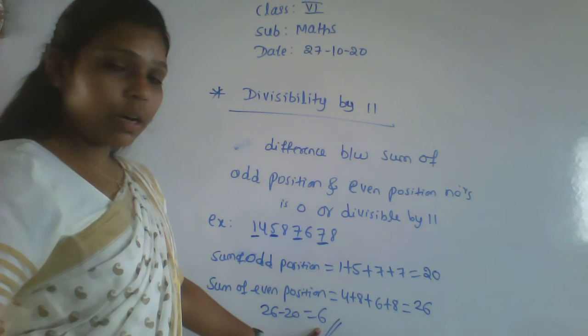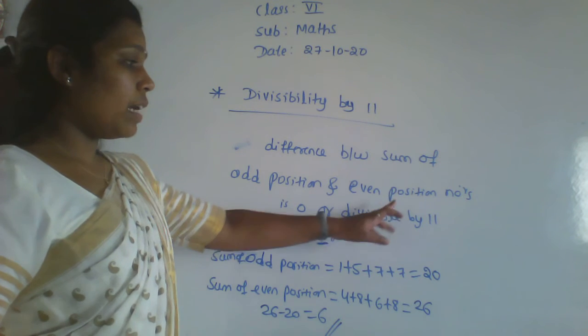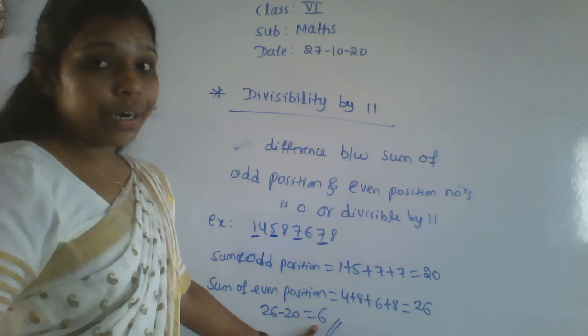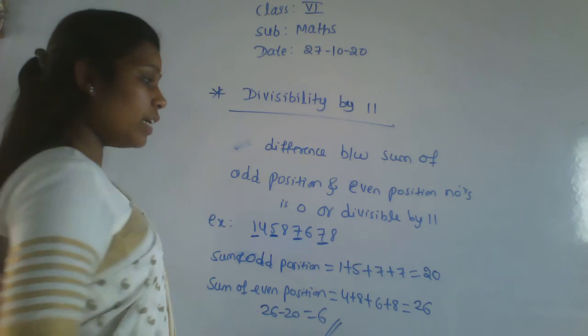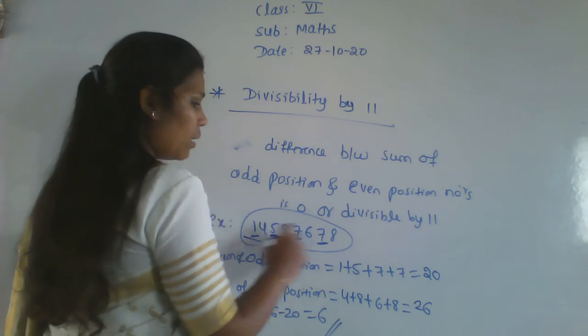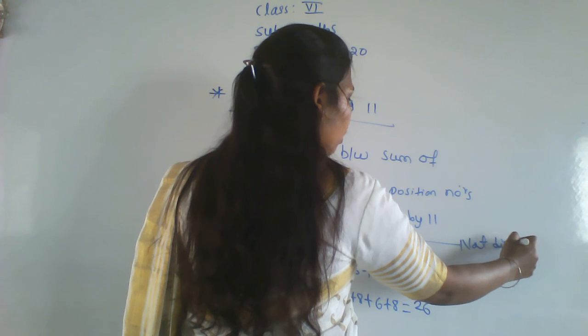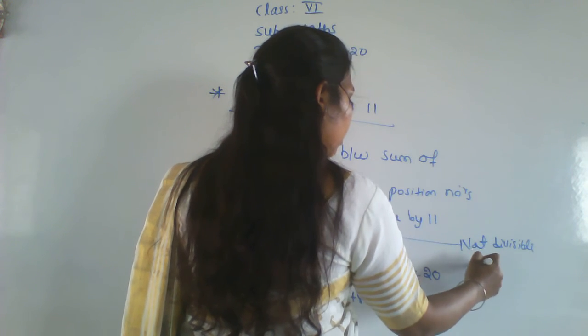6 is not equal to 0. Otherwise it should be divisible by 11. Check whether 6 is divisible by 11. No, it is not divisible by 11 either. Then we can say that this given number is not divisible by 11.